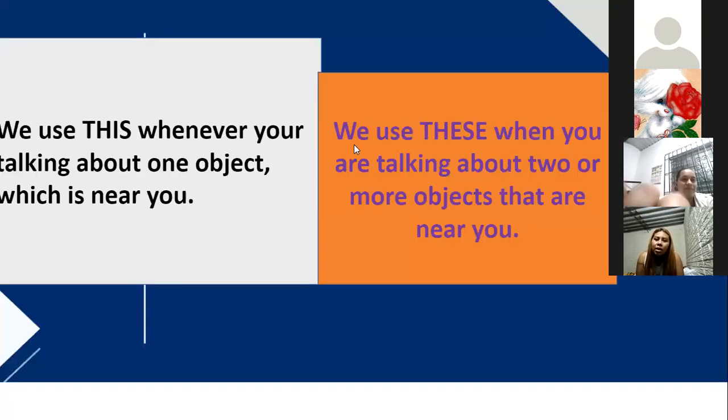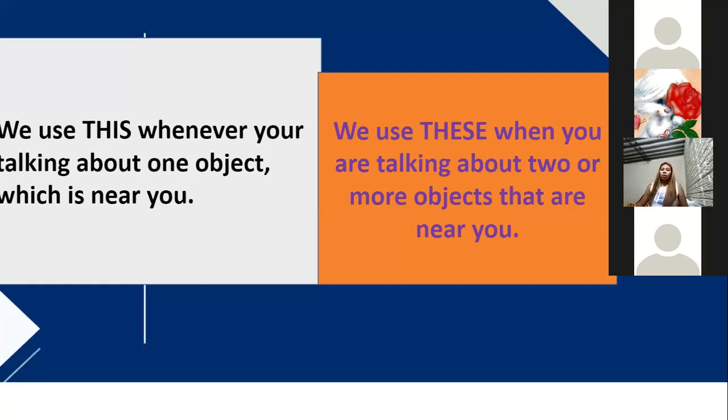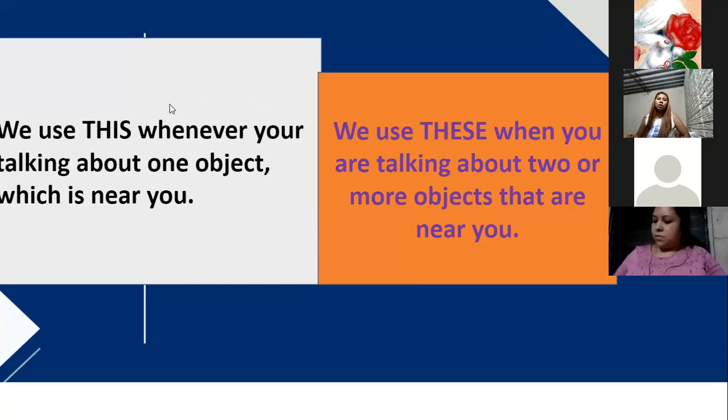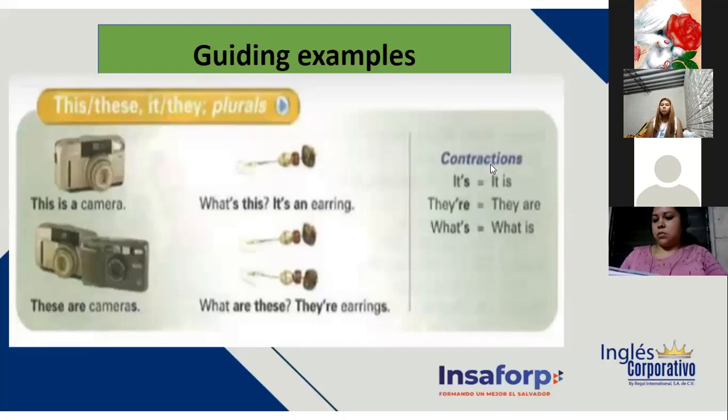So, we use this whenever you're talking about one object, which is near you. Es exactamente lo que les decía, ocupamos this, singular, con una I, siempre que estamos hablando de un objeto singular que está cerca de nosotros, que está a nuestro alcance. Y these, con doble E, cuando hablamos de dos o más objetos que estén siempre reachable, within our reach, que sean tangibles a nosotros. En esos dos escenarios, uno singular, el otro plural, ambos son para cosas que están a la mano, que podemos tocar, ¿ok? And we have examples. Suponiendo que ustedes lo tuvieran en ese momento, dirían, this is a camera.